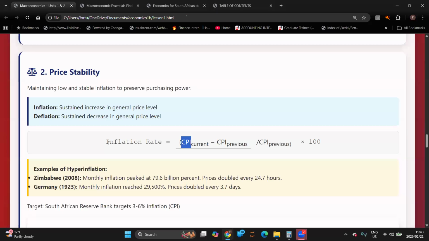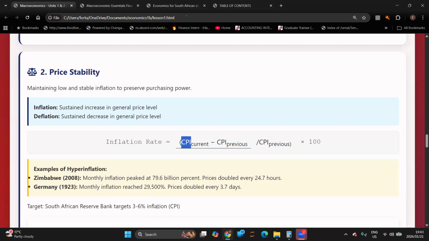But recently I saw an article that stated that they were about to abolish this 3 to 6% target. I think they changed it to, was it a 4% target, 4.5% target, to move away from this 3 to 6%. So I'll check on the latest statistic of how the Reserve Bank is now measuring this inflation rate.